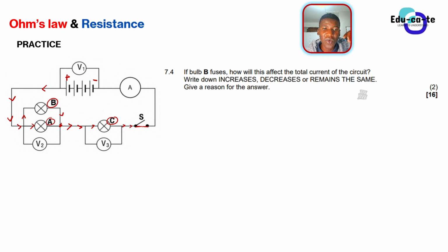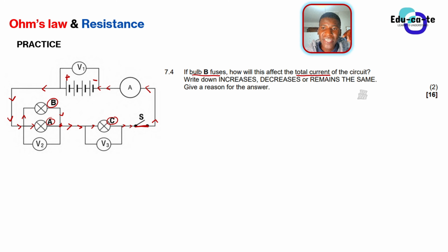Let's just assume it was closed, so the current can pass, because when it is open, it won't be able to pass. So now the question says, if bulb B fuses, how will this affect the total current of the circuit?